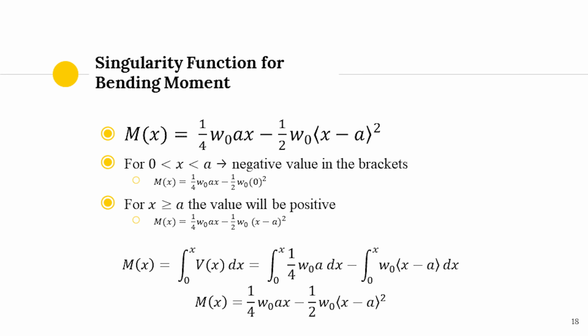The same process can be done for the equation for bending moment, where the negative 1/2 omega naught times (x minus a) squared term is to be turned off or on depending on the value of x. This results in the singularity equation for bending moment. It is also worth noting that the equation for moment can be obtained by integrating the equation for shear, as shown.